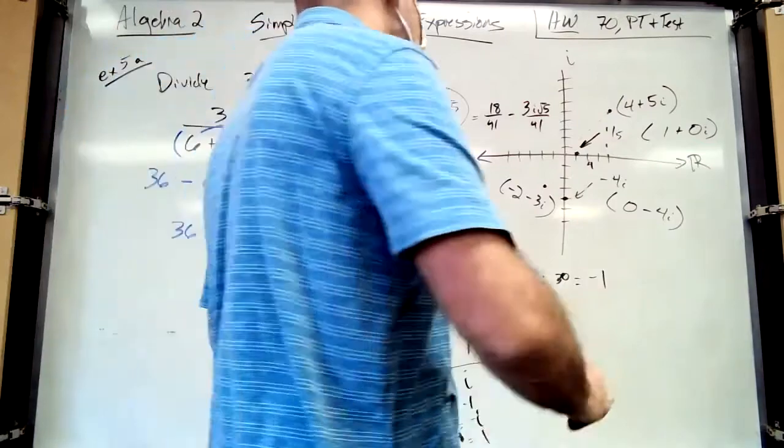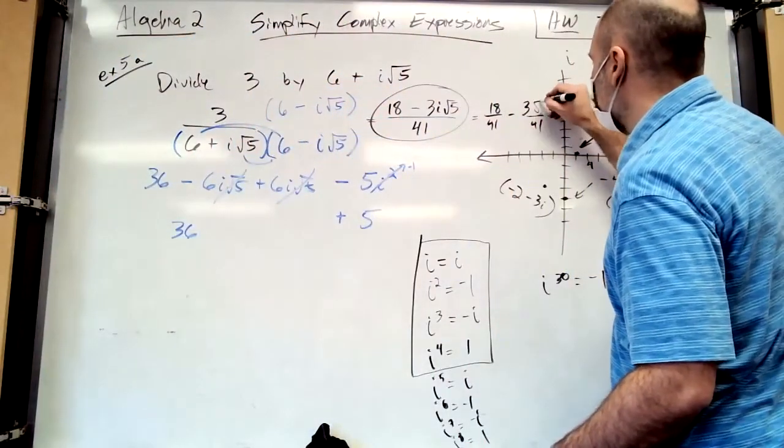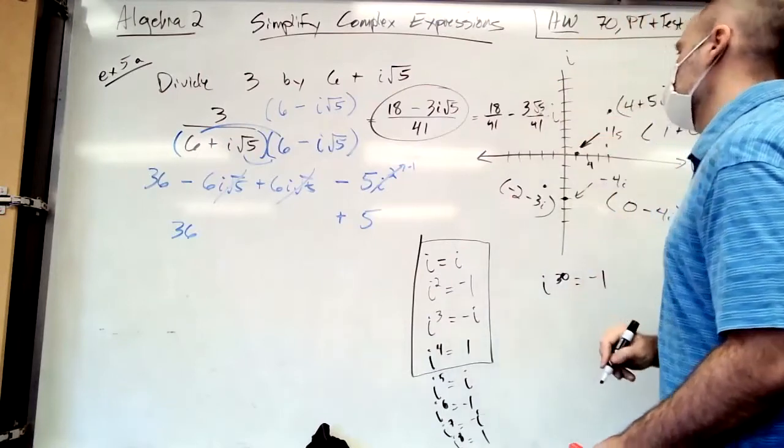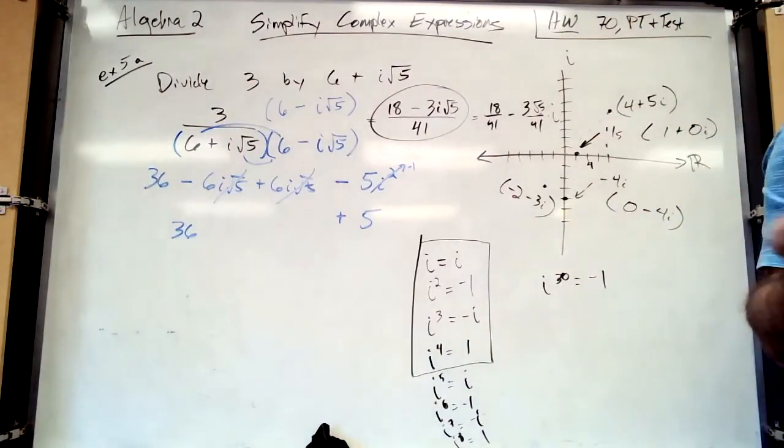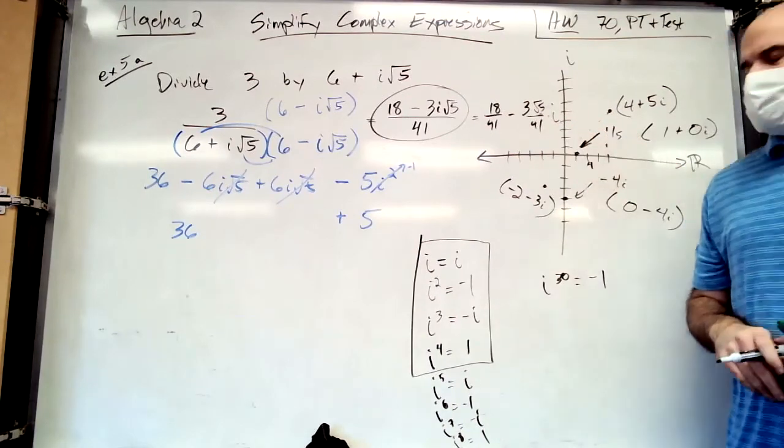Or the better way to write this, 3 radical 5 i. But if you have it like I had it, that's fine. Let's see, I have a real number, and then I have plus or minus something i. So this makes it an obvious something times an i. Okay.